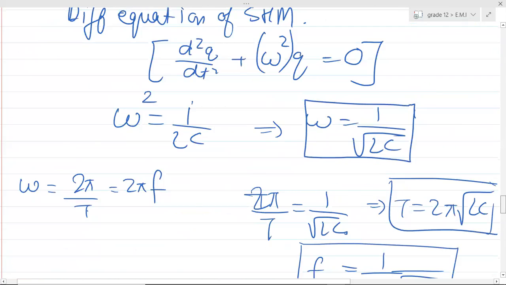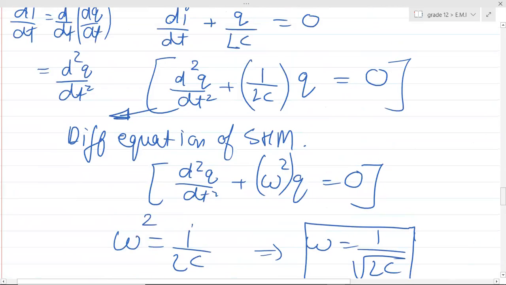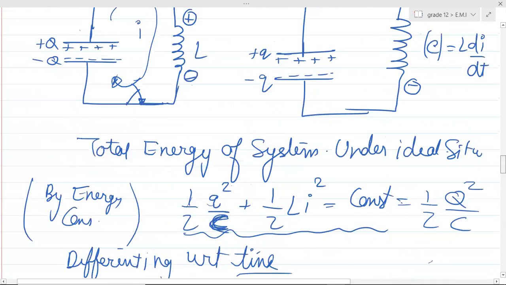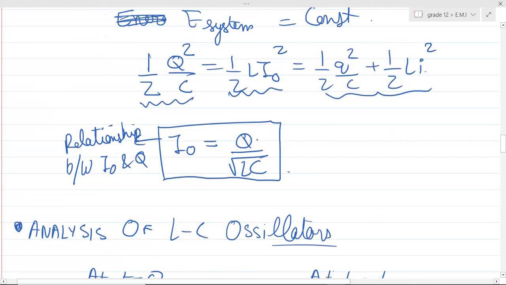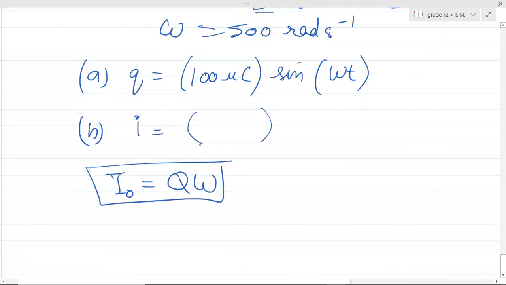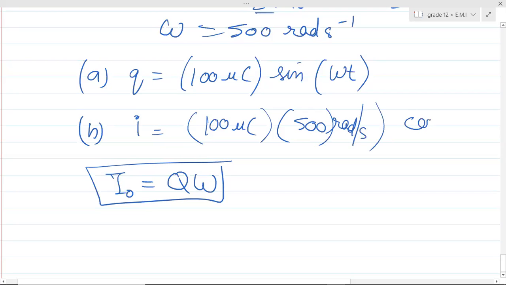Can you see over here? एक second. Let me go up. Q by under root of LC. And can you see 1 by under root LC is nothing but omega? So, yes, sir. एक और फॉर्मूला भी है अपने पास, so it's not necessary. Q is 100 microcoulomb and omega is 500 radian per second, into cos omega t. Okay.